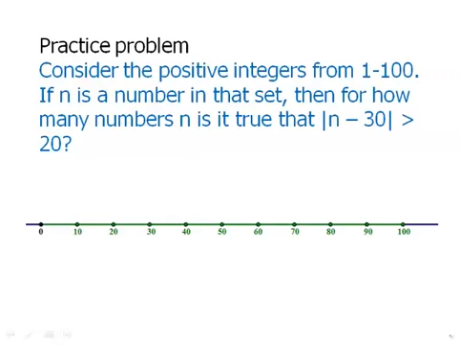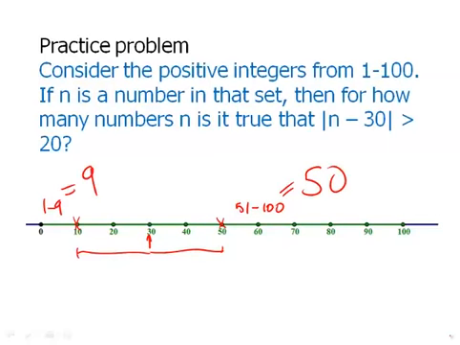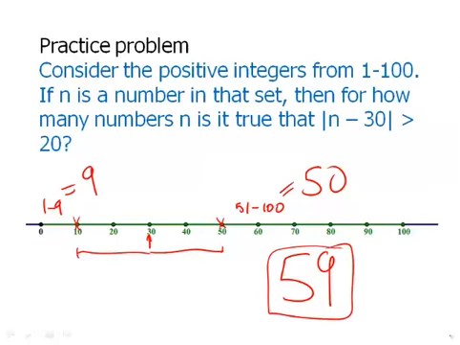So right here is 30. We're going to go a distance of 20 on both sides. So the point at 10, that's not going to work because that's exactly a distance of 20. The point at 50, that's not going to work. That's exactly a distance of 20. So we need the points less than 10, so that would be 1 through 9, or the points greater than 50. That would be 51 through 100. Well, 51 through 100, that would be 50 points. And of course, 1 through 9, that's 9 points. 50 plus 9, that would be 59 points. There are 59 points on this number line that satisfy this condition.